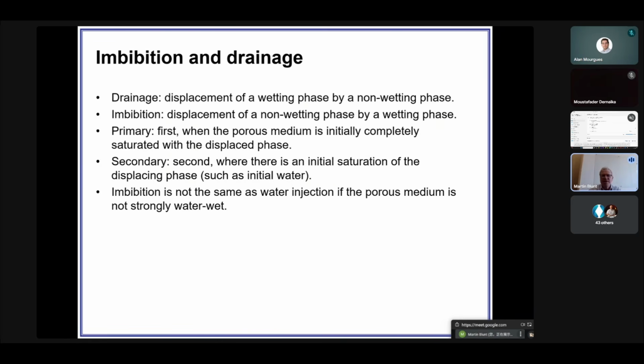Secondary is when there is an initial saturation already present. So when we inject water into an oil reservoir, there is always water present. So that's always a secondary process. And then, that final point is, water injection covers both the spontaneous and the forced. So if you have a piece of rock and you're pumping the water through, you are in the end imposing a negative capillary pressure. However, in general, imbibition is not the same as water injection.